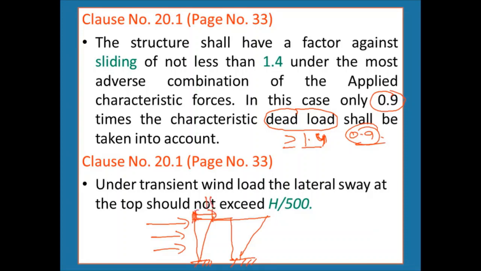This should not be greater than H by 500, where H is the height of the structure. Under transient wind load, transient means nothing but temporary, because wind loads are not permanent. So under the temporary wind load, the lateral sway at the top should not exceed how much? H by 500. That is the thing.